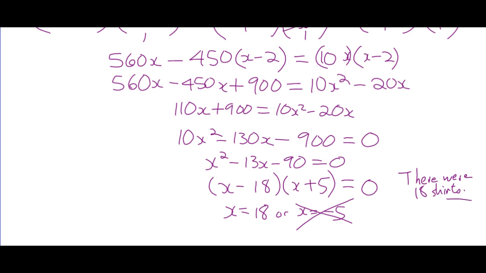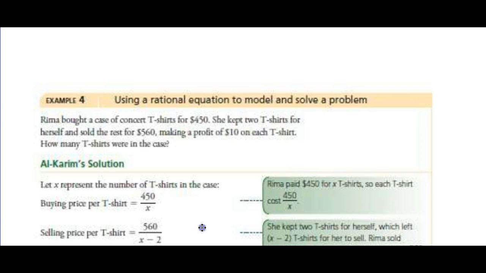Now it's reasonable to go back and check. So let's go back to the original problem. Bought a case of t-shirts for $450. So what's 450 divided by 18? Right. There are 18 shirts. 25? Exactly.